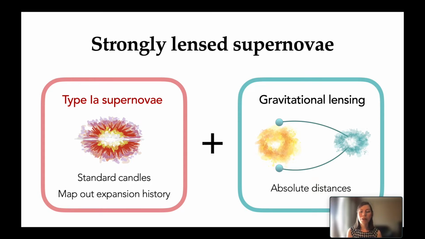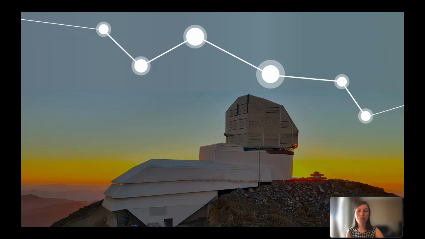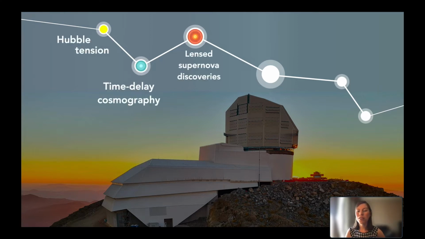And hopefully they will help us to resolve one of the biggest mysteries in current day cosmology, which is the Hubble tension. So let me briefly give you an overview of this talk. First, as a background, we'll discuss the Hubble tension and then how time delay cosmography might be able to shed some light on this. And then we'll look at all the lensed supernovae that have been discovered so far.